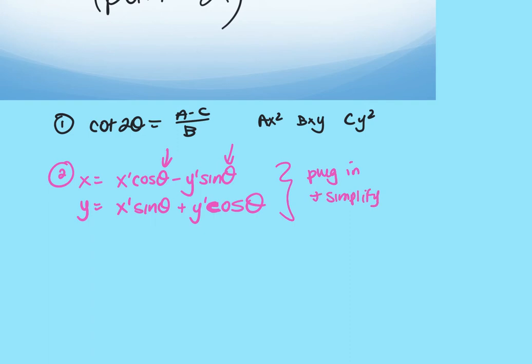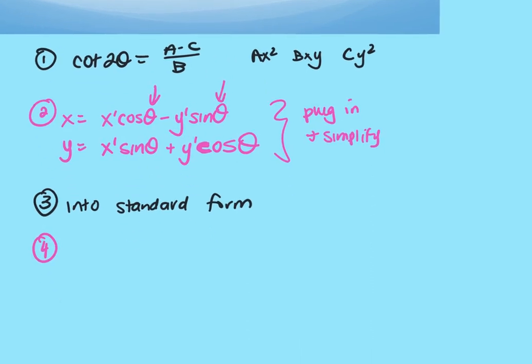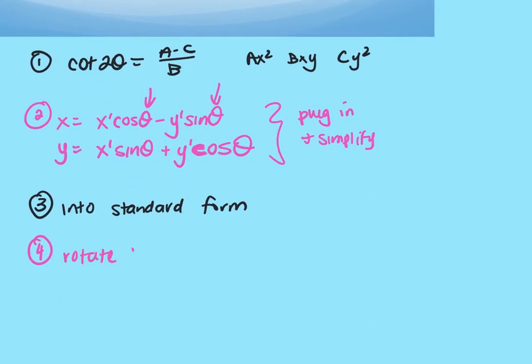Then we work to get whatever that equation is into standard form. And at that point, it should either be an ellipse, a hyperbola, it could be a parabola, it could be a circle, but usually if you rotate the circle, it doesn't really change, so that doesn't happen too often unless your center is not at 0, 0, but it could happen. And then we graph and rotate the axis, whatever theta is, and then you draw your conic on the rotated axis.